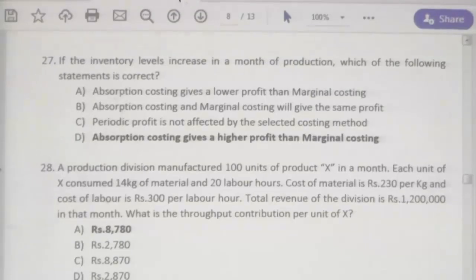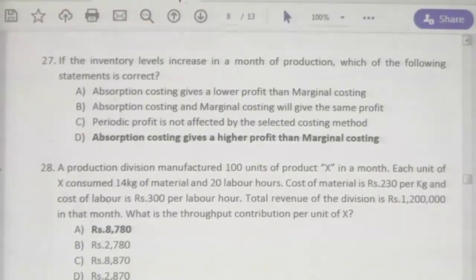Yes, when the inventory level is increasing, the value of closing inventory will increase since you will absorb more fixed overhead into the closing inventory. Therefore absorption costing will give you a higher profit when compared to marginal costing. Therefore the answer is D.